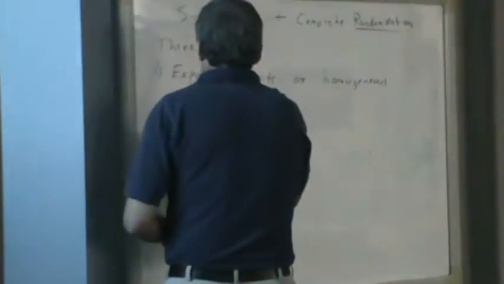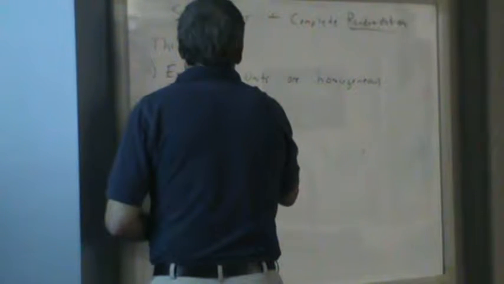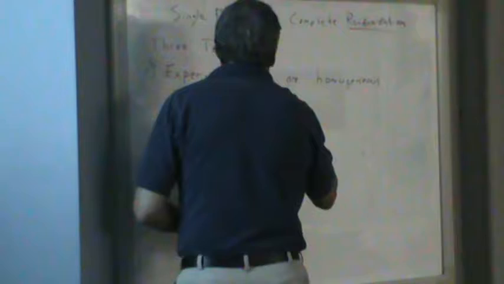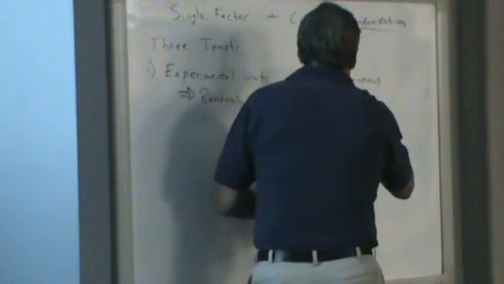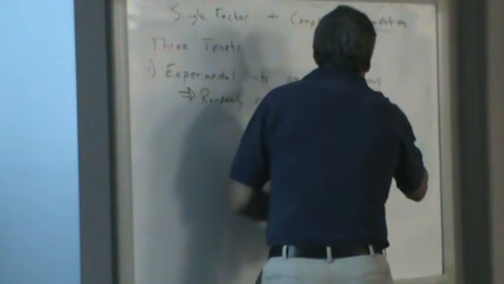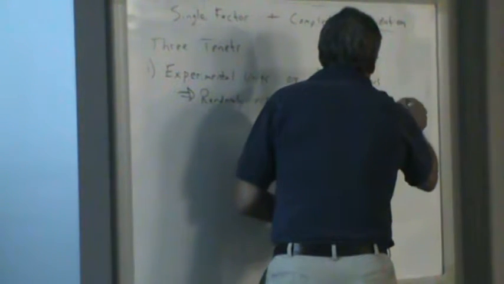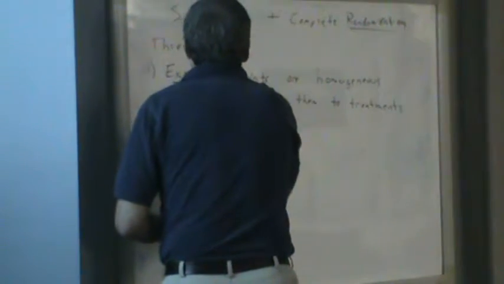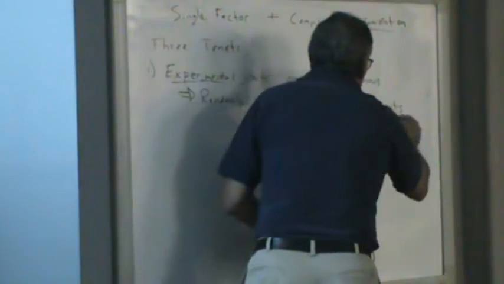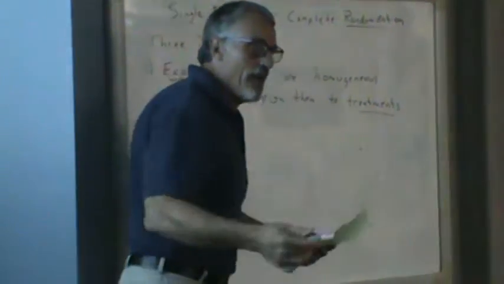So therefore, this is where we're going to get this word. So this implies that you can randomly assign them to treatments. Okay? And again, these are the words that they use in the book. So the experimental unit is the thing you're measuring. And then we're going to randomly assign them to treatments. That's the setup we have.